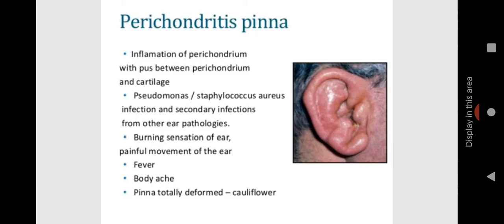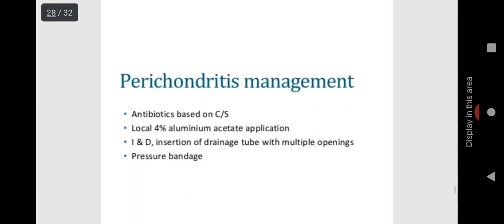The signs and symptoms include a burning sensation in the ear, painful movement of the ear, fever, and body ache. The pinna becomes totally deformed, with a cauliflower shape. That is characteristic of perichondritis of the pinna.